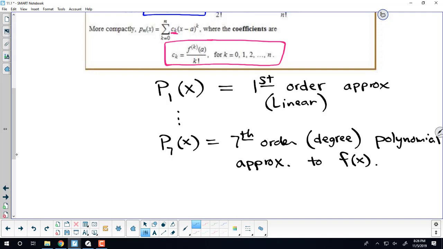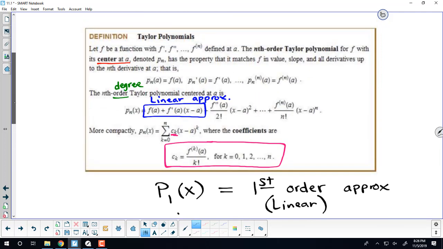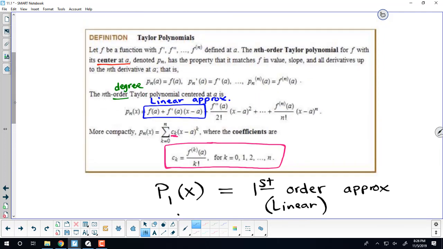Like we've always done in calculus, we look at the finite setting first, and then we let that number approach infinity. So that's what we're ultimately going to do with this. As of right now, these Taylor polynomials are finite.